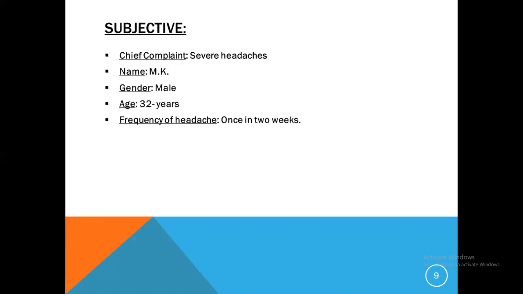So, we will start our case study by making the SOAP notes, which include subjective, objective, assessment, and plan. Subjective includes the chief complaint, which is severe headaches. The patient name is MK, gender is male, age is 32 years, and the frequency of headache is once in 2 weeks.